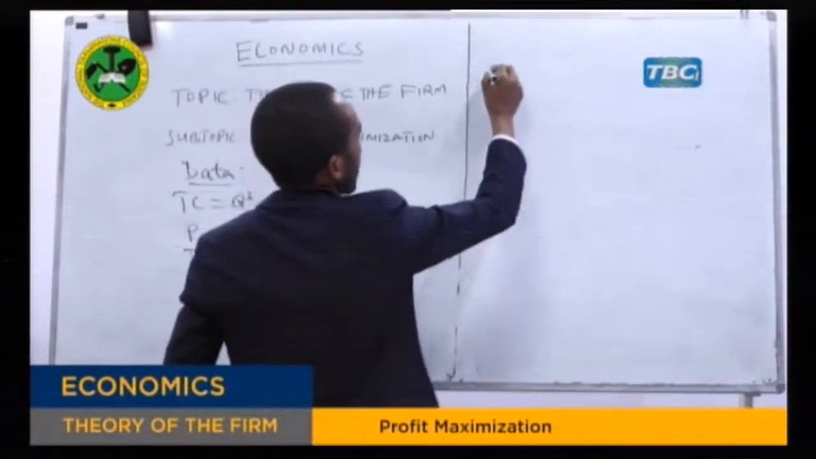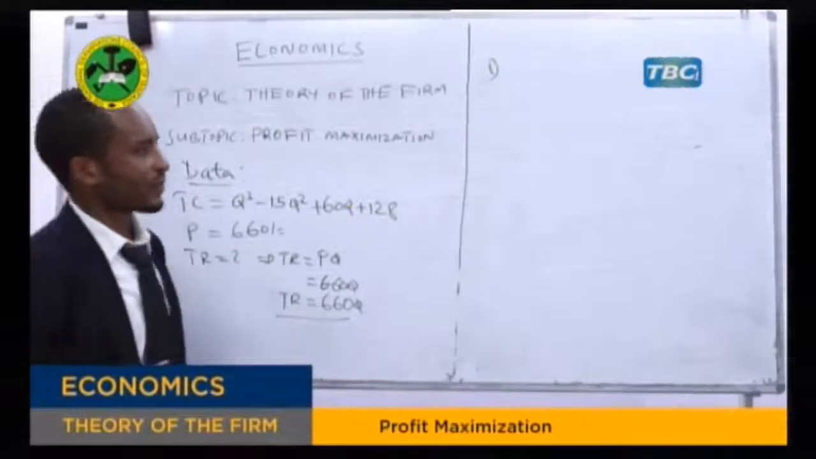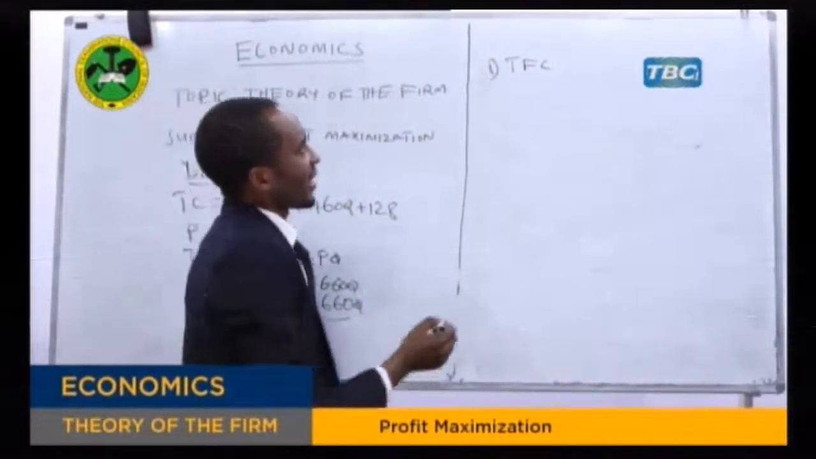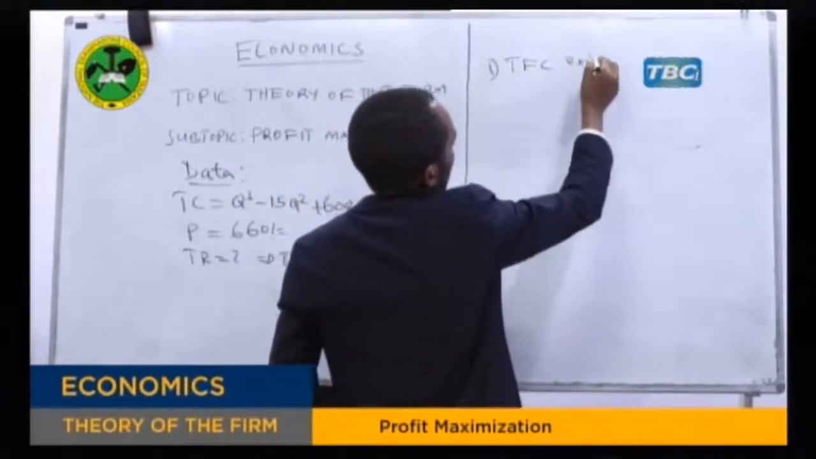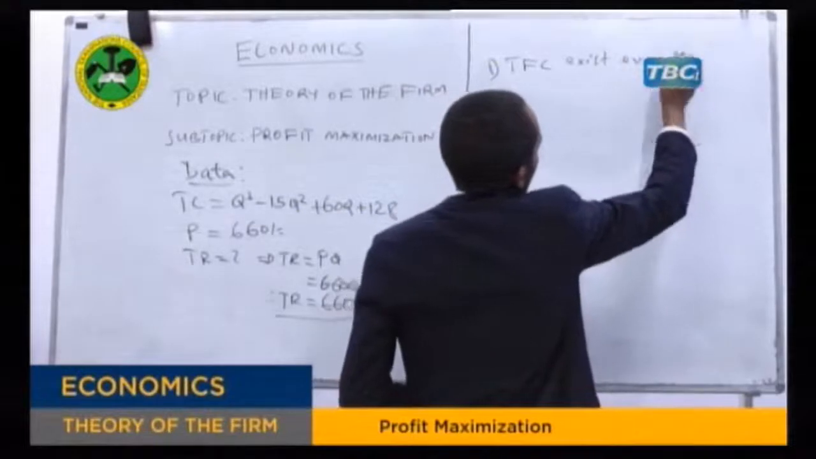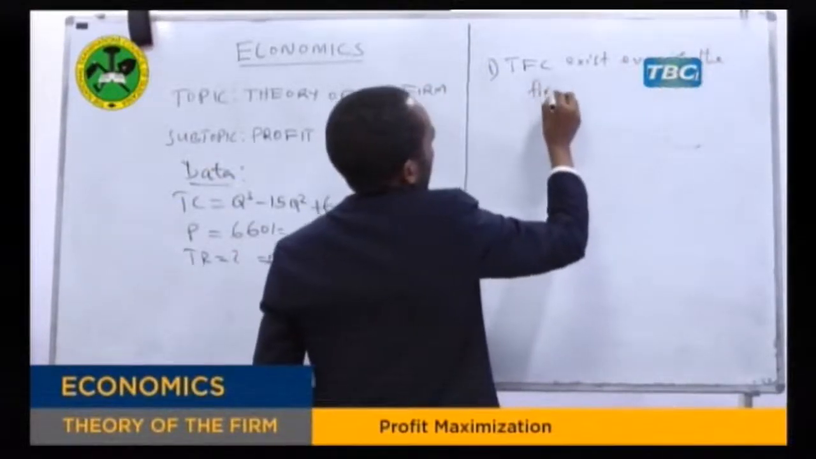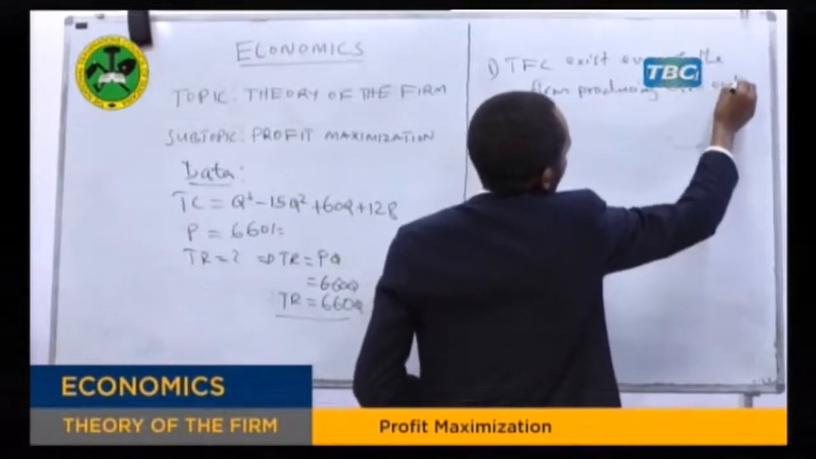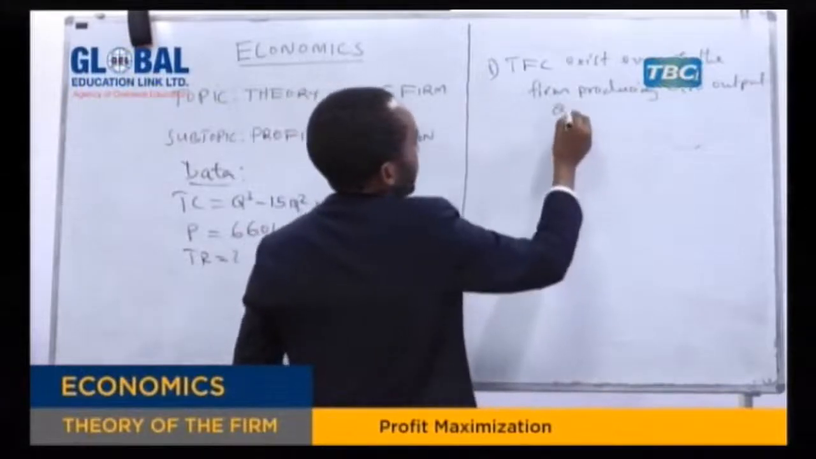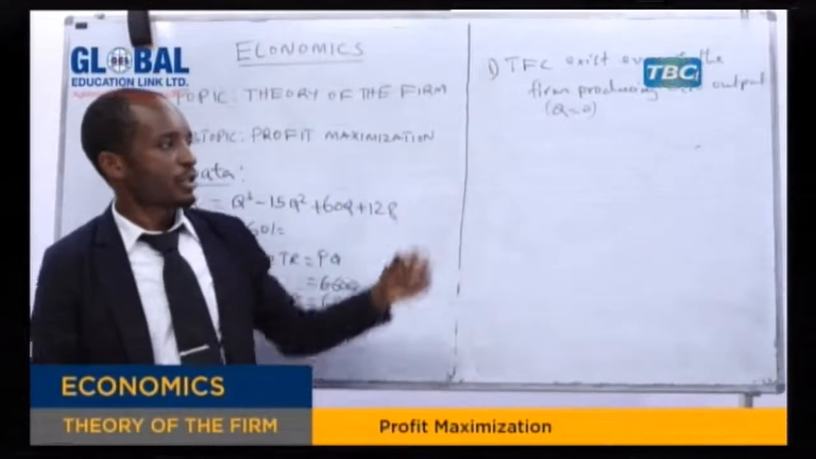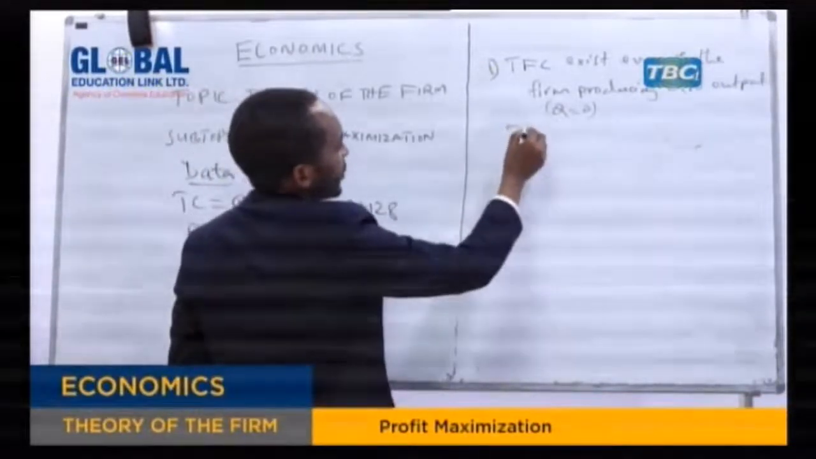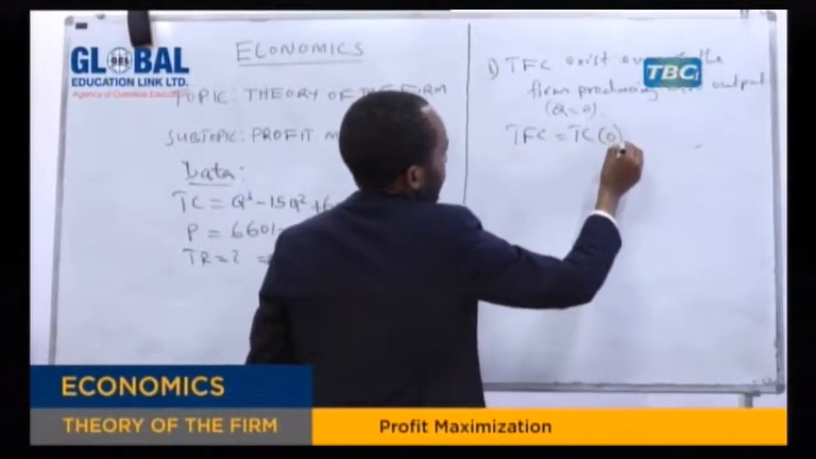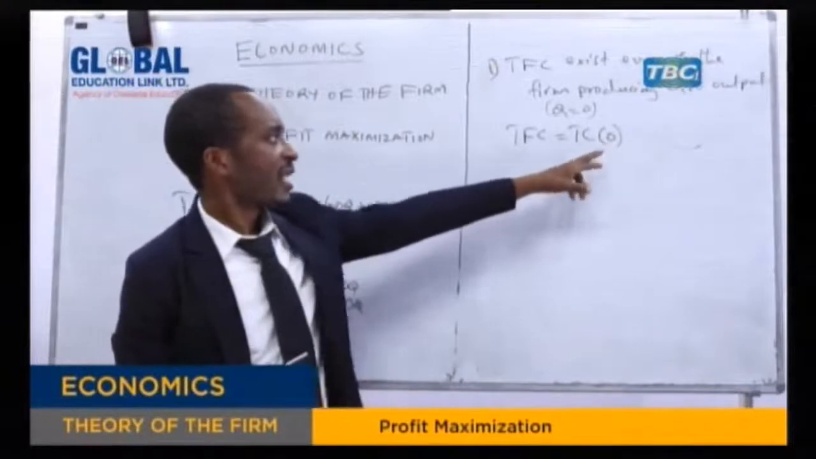Now case one, we are asked to calculate the fixed cost. The total fixed cost exists even if the firm is producing zero output. So when Q equals zero, the fixed cost will still exist. So the total fixed cost will be equal to the total cost even if the output is equal to zero.